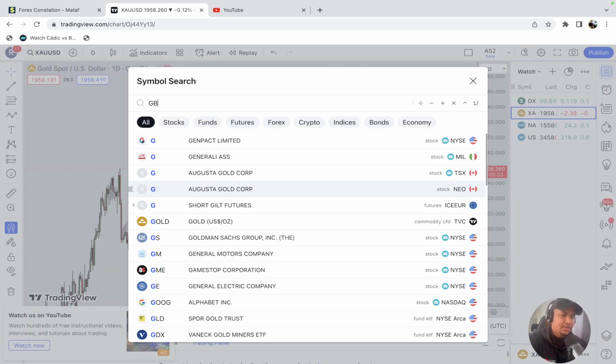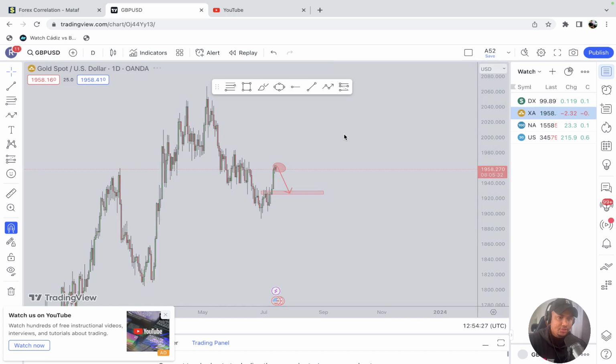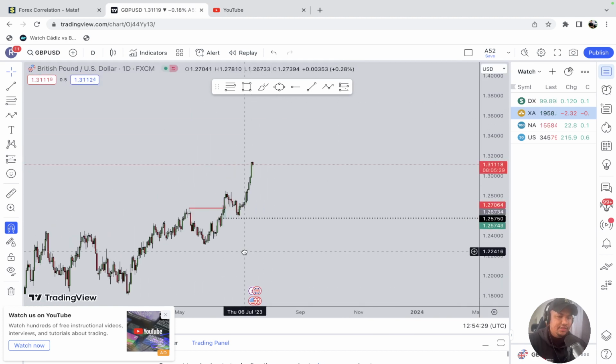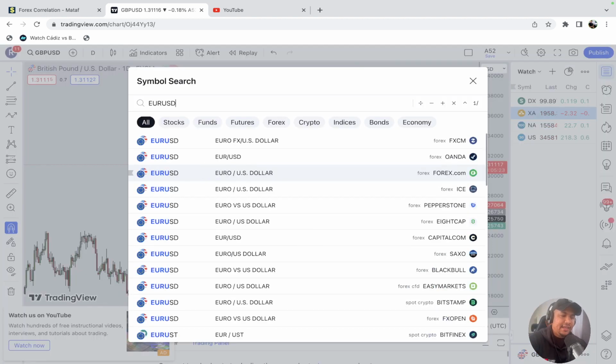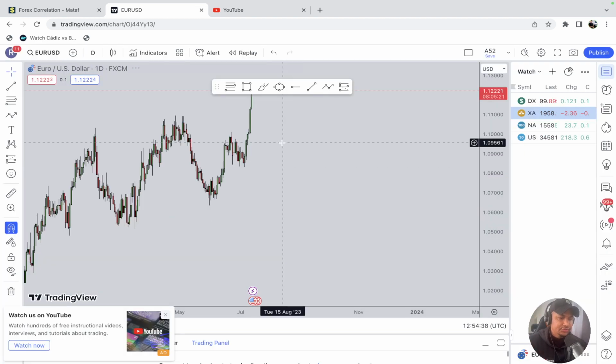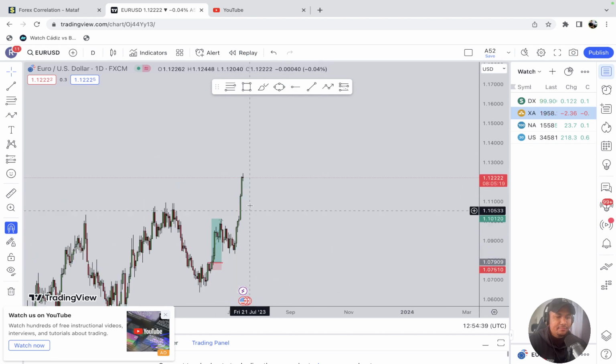Positive correlation will be GBP USD, which we can see over here. Now we can basically see GBP USD has created a massive move to the upside, and Euro USD also has created this massive bull run to the upside. Now they are positively correlated.